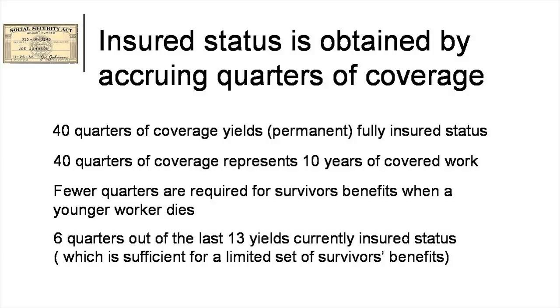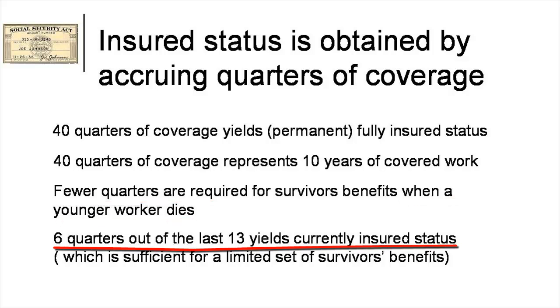Historically, the test for fully insured status was increased for successive cohorts, but for workers reaching 62 in 1999 and thereafter, it is held steady at 40 quarters of coverage. That can be achieved in 10 years of covered work. Workers who die before age 62, giving rise to survivors' benefit claims, can qualify for fully insured status with fewer quarters, the exact number depending on their age at death.